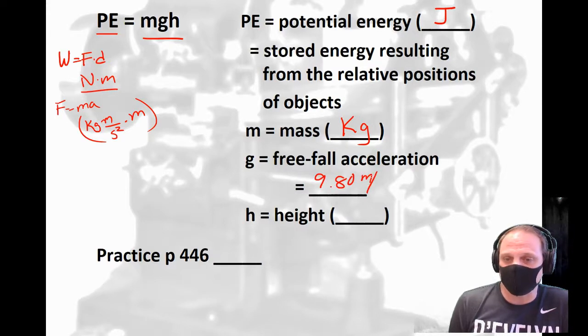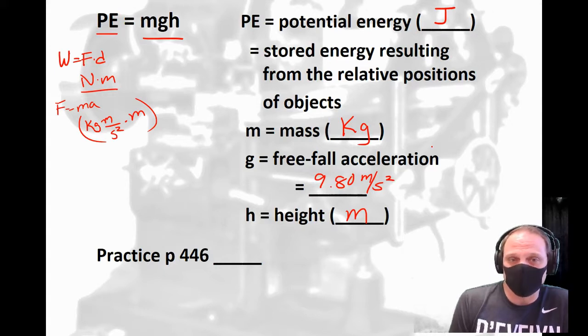And we look at our height, that's meters. So let's put those together. mgh, right? So I've got my mass, and that's going to be kilograms. And then I've got my free fall acceleration, which is meters per second squared. And then I've got my height, which is in meters.